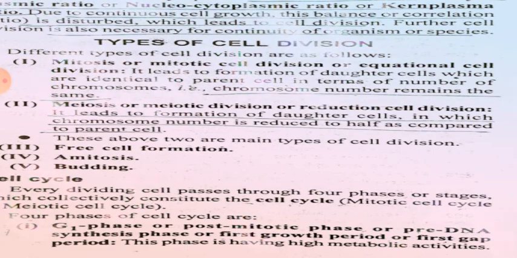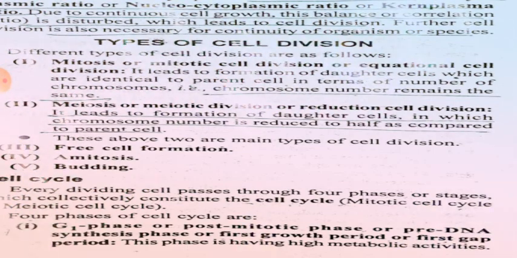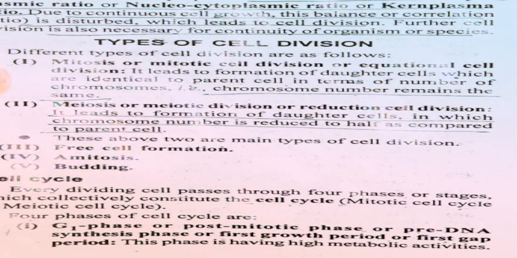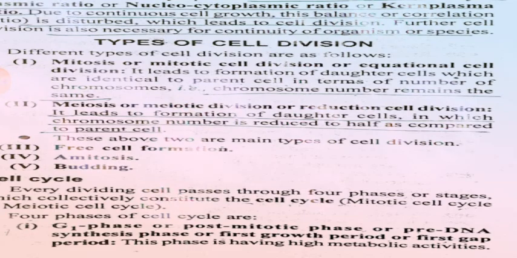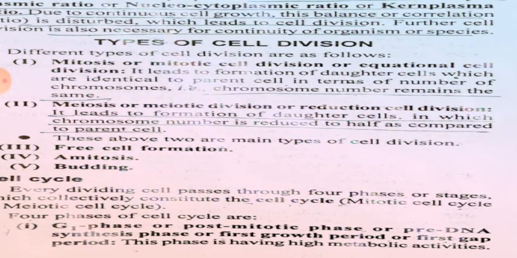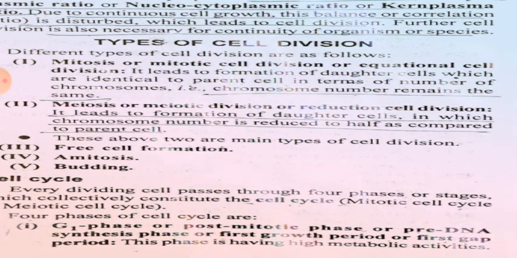One is mitosis division or mitotic cell division, otherwise also known as equational cell division, because mitosis or mitotic cell division leads to the formation of daughter cells which are identical to the parent cell in terms of the number of chromosomes.